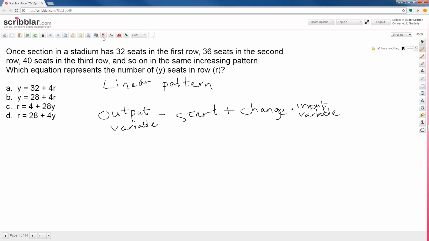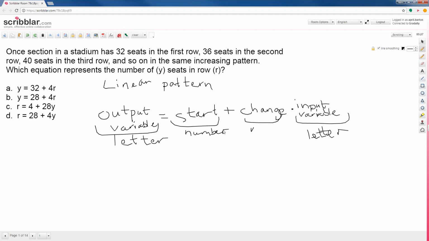So on our question, we have to figure out what each of these would be. These are going to be the letters; we have to figure out which letter goes where. And this will be actual numbers we're going to put in. The numbers are usually the easiest to find, so let's actually start with those.